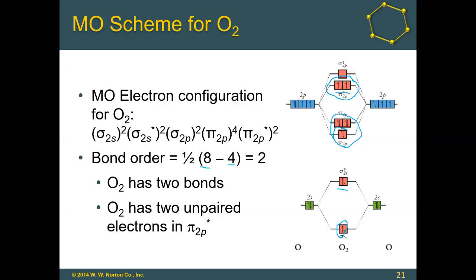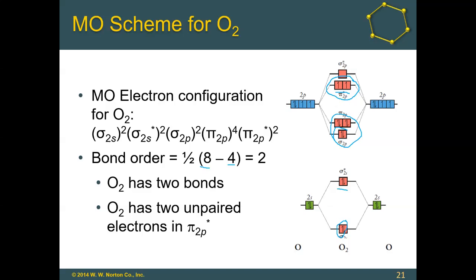When we place all of those electrons into that molecular orbital diagram, we see that there are two unpaired electrons up in one of the antibonding pi orbitals. But what we see is we have a total of six electrons that are in bonding orbitals, so 6 in bonding minus 2 in antibonding gives us 4. And 4 divided by 2 again gives us 2. This is what we think about when we think about oxygen. Oxygen has two bonds. Oxygen has a double bond.